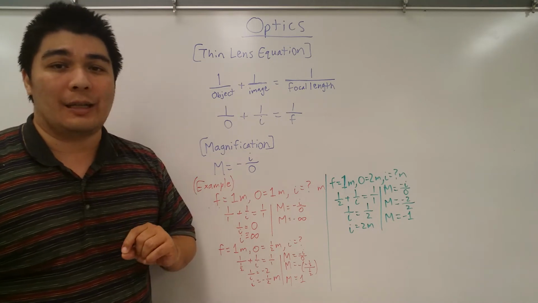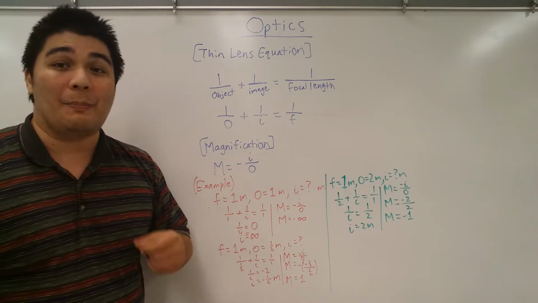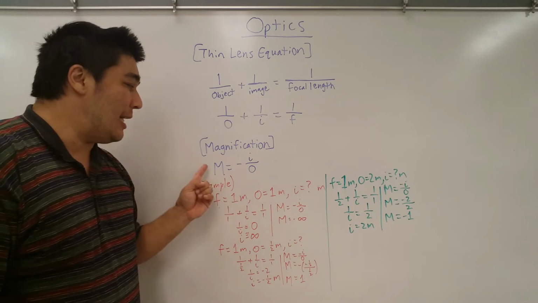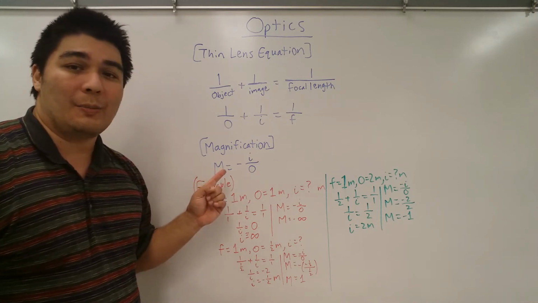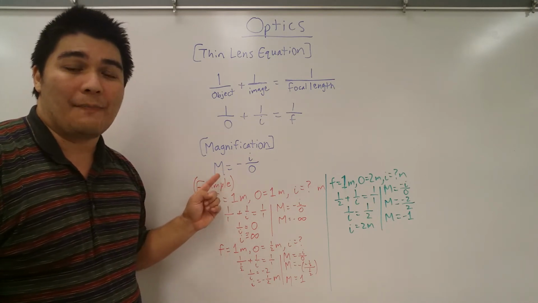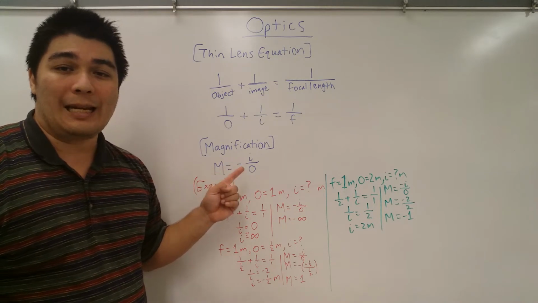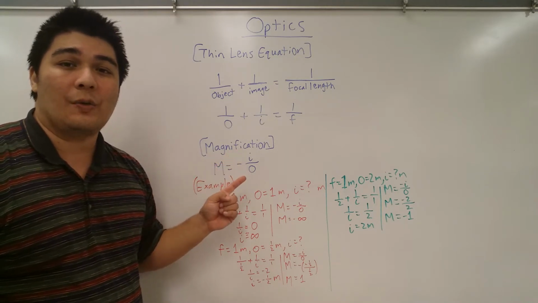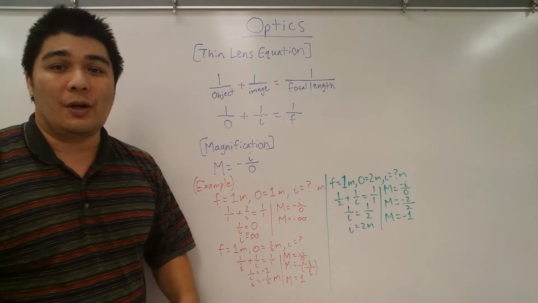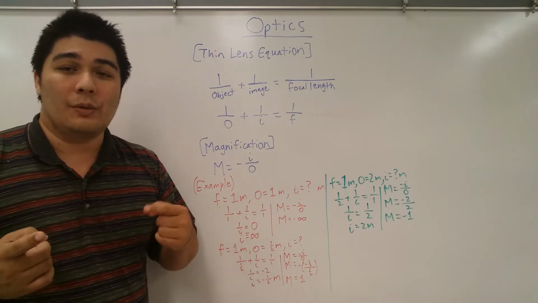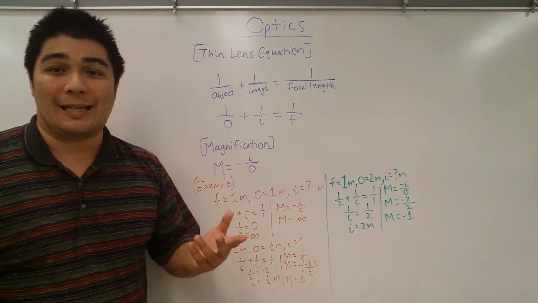Also, since we're here in the thin lens equation, I decided to talk about magnification. The magnification of an object, given by capital M, is equal to the negative of the image distance over the object distance: M = -I/O. So if you know I and O, you know what the magnification of the object is.